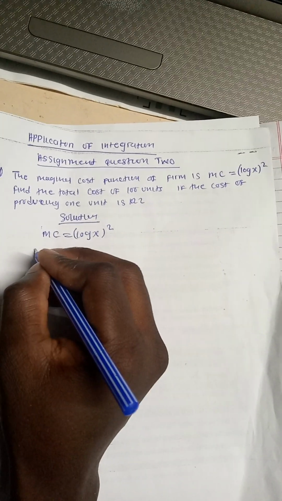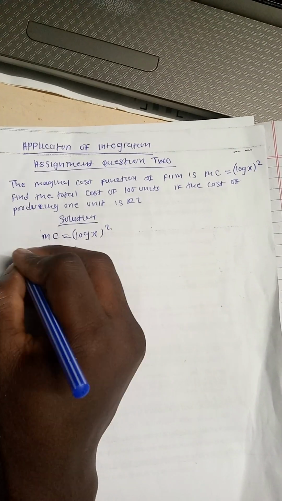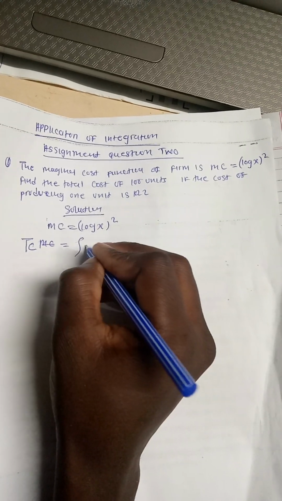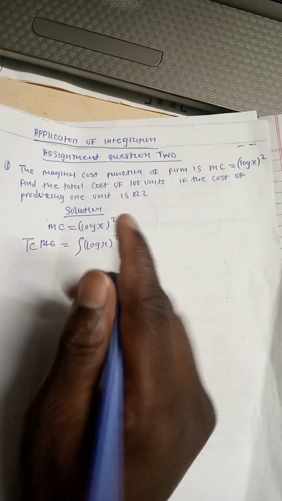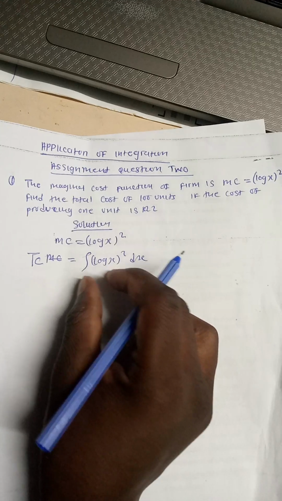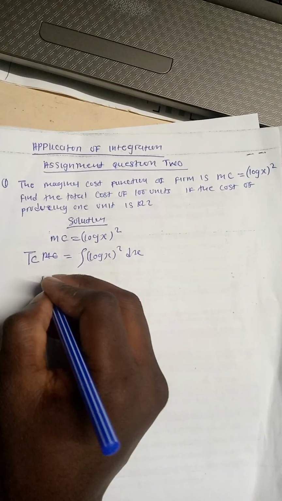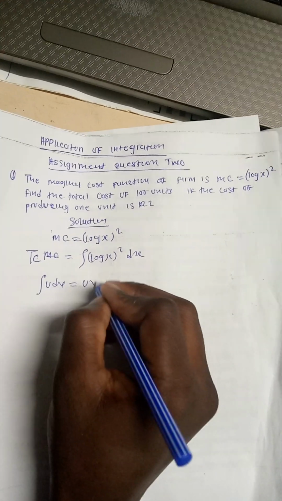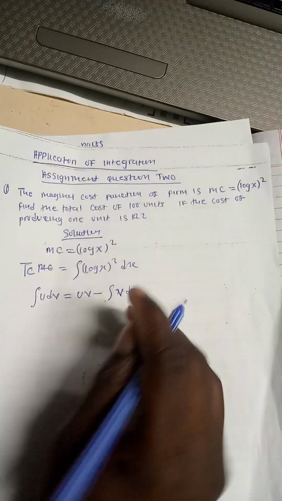So the total cost function is equal to the integral of (log x) squared dx. As I said earlier, we can only use integration by parts in order to integrate this function. The formula for integration by parts is the integral of u dv is equal to uv minus the integral of v du.